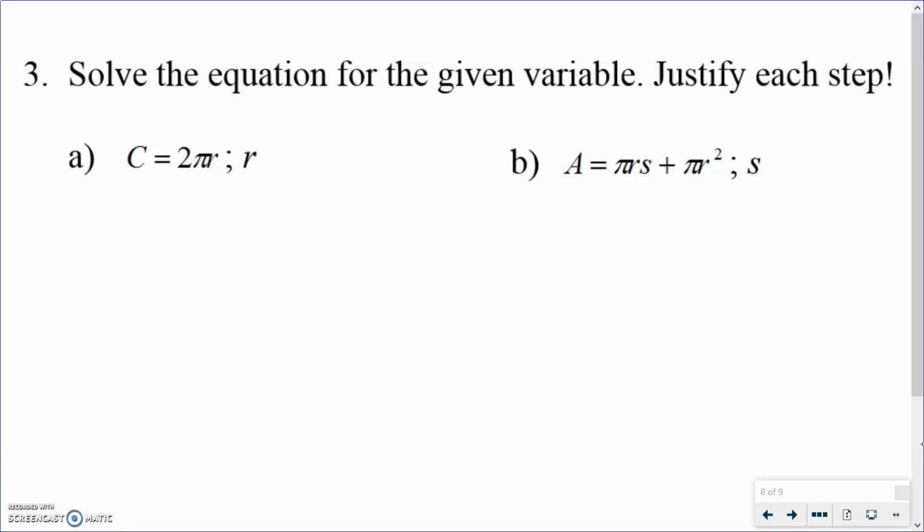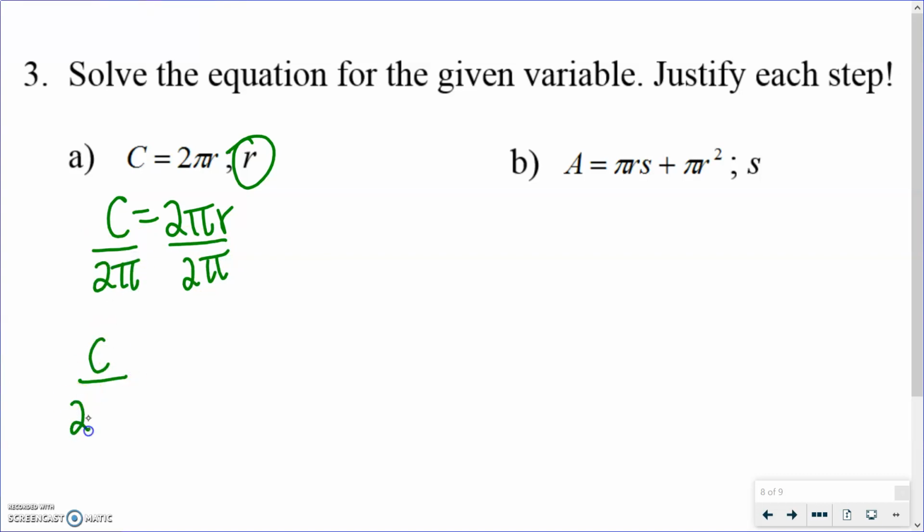Okay, now we're going to solve the equation for the variable, and we're going to justify each step. And I'm just going to go through this with you today, but our goal here is to eventually be able to write the steps and each reason. So we want to solve this equation, c equals 2 pi r for r. That's what we're solving for. And so to get r by itself, we need to get rid of the 2 pi in front of it. And so what we can do is divide both sides of our equation by 2 pi. And so we get c over 2 pi equals r.